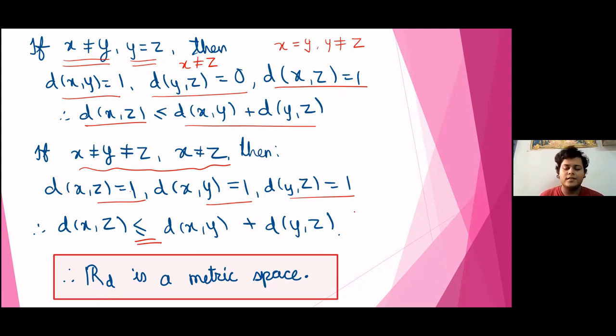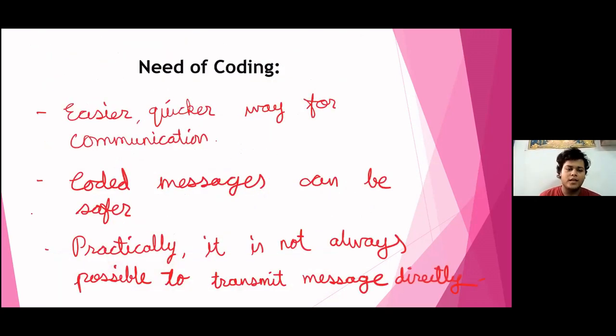We call it a discrete metric space. Now, how do we use it in coding? Before that, let us see what is the need of coding. The need is that coded messages are easier and quicker to transmit.